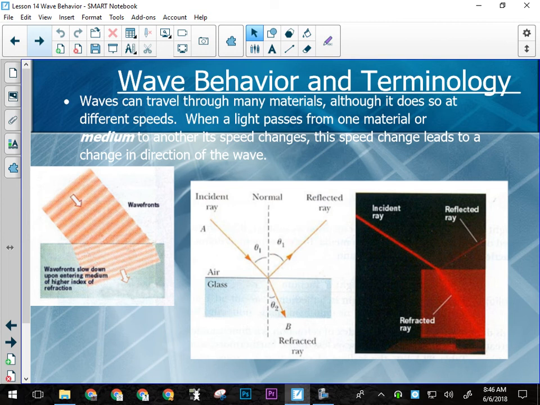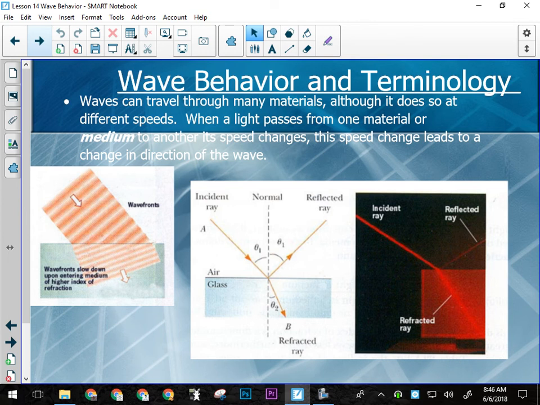Okay, when light, which is a transverse wave, passes from one material to another, its speed actually changes. Okay, it can slow down. Most materials, well, actually all materials, slow light down. Okay, it travels fastest in a vacuum, but when it encounters another material, it will slow down. And that is why we see light bend when it goes into another medium. Okay, it changes direction. Okay, everybody with me there?